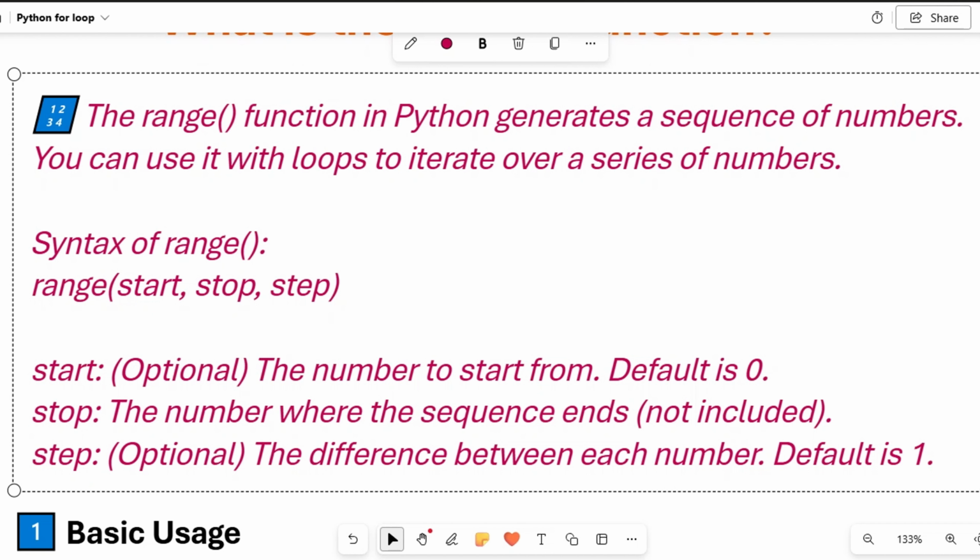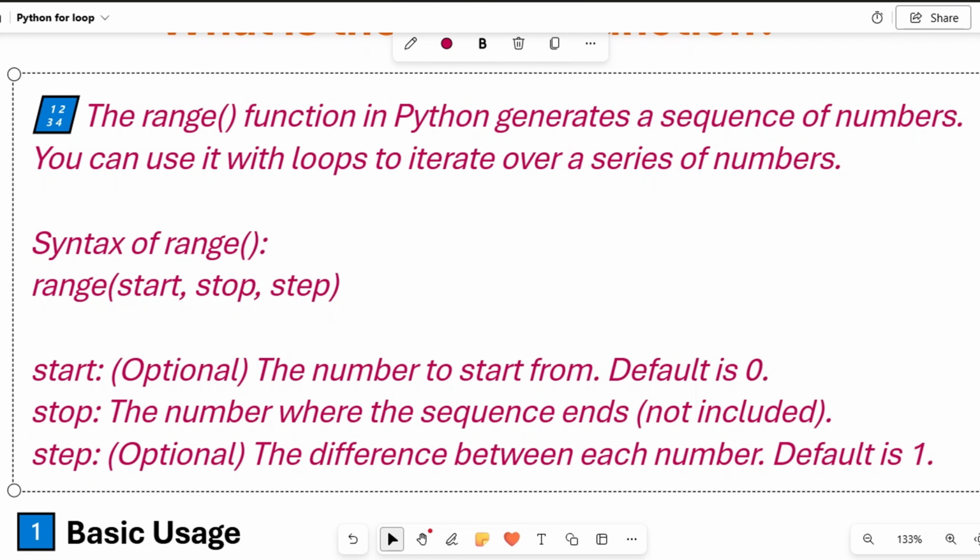Like, I need some numbers, so I can just add one by one. If there is 1, then it will add 1 plus 1, which means 2. So start is optional, and the default is 0. Stop is the number where the sequence ends, the number you want to go till. Step is optional, the difference between each number, and the default is 1.